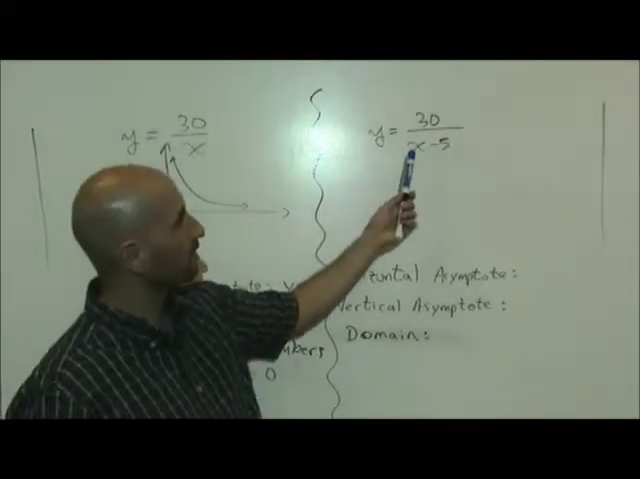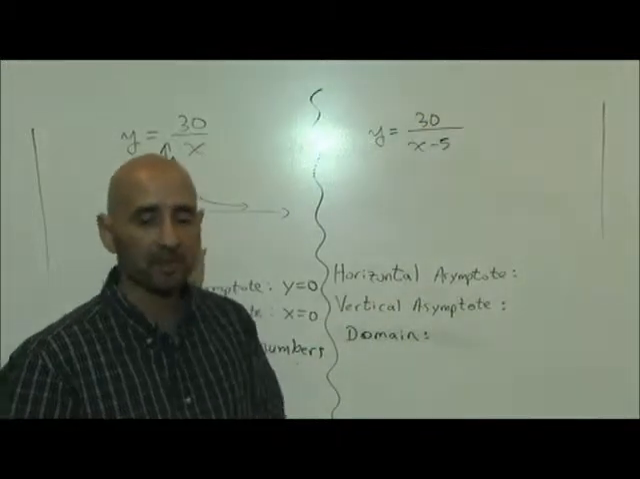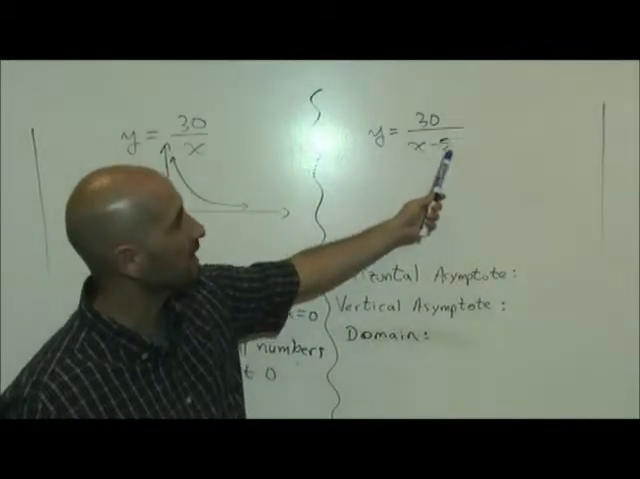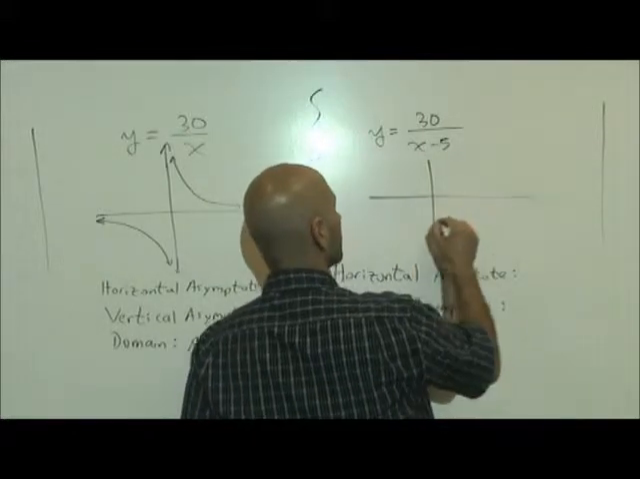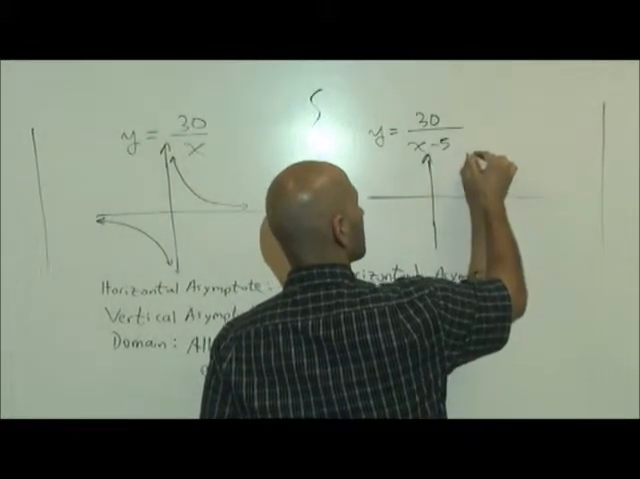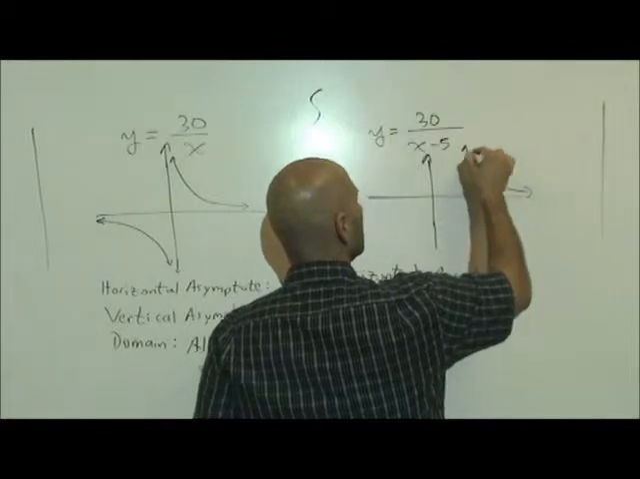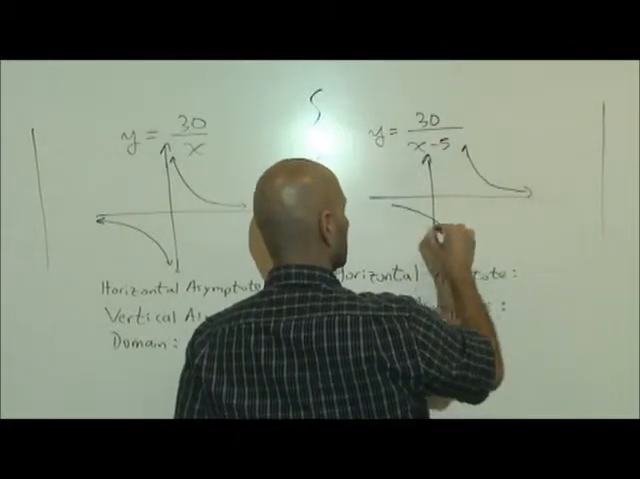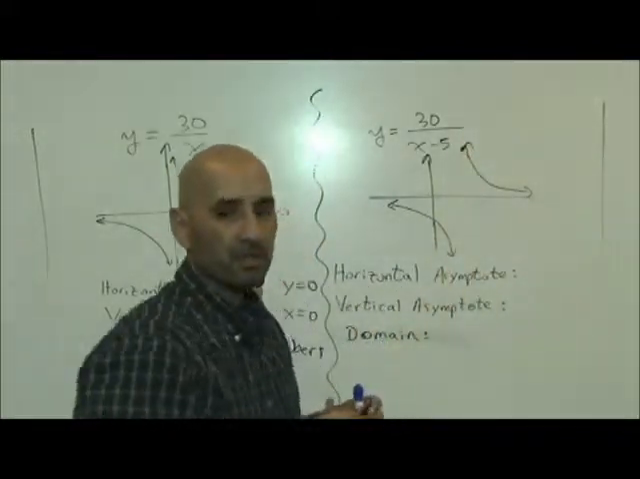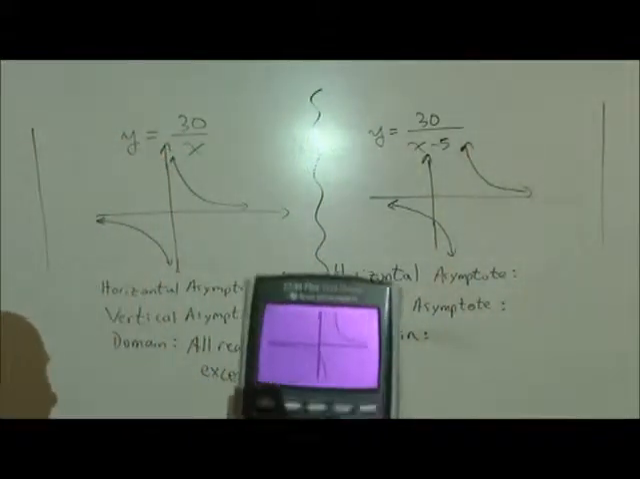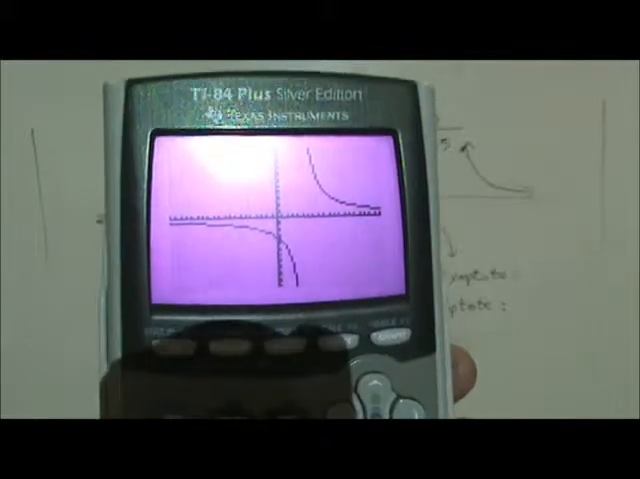In this right-hand function, y equals 30 over x minus 5 is something similar. The only difference here is that minus 5. The graph of this, if you put this into your graphing calculator, into y1, will look something like this. Simply moved over a little bit to the right. Let me show you what that looks like. Here's the graph of it.